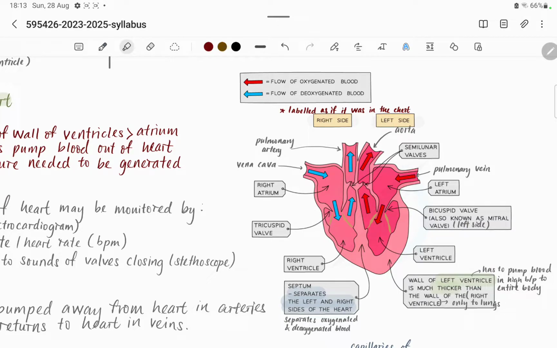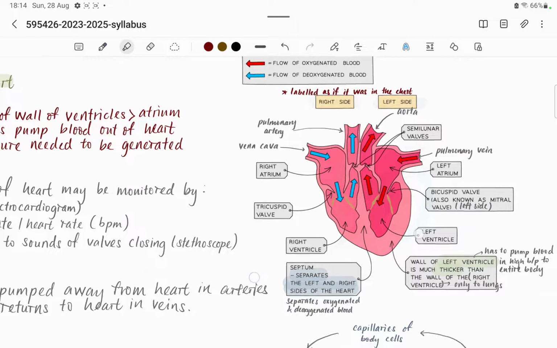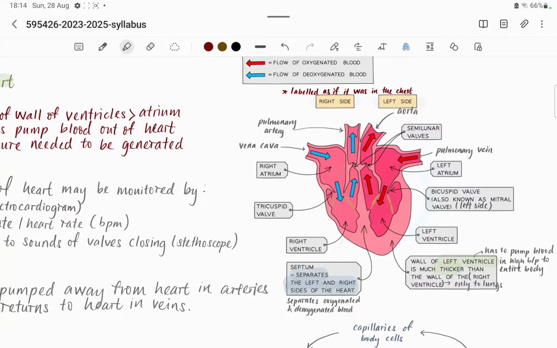And then after that, the 2 valves here to the pulmonary artery and aorta. This one is semilunar valves. So remember, tricuspid, bicuspid, semilunar. And after that, okay, blood actually flows.